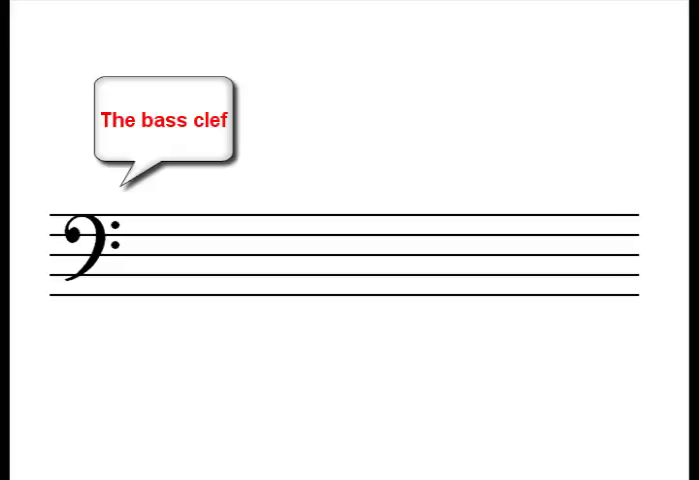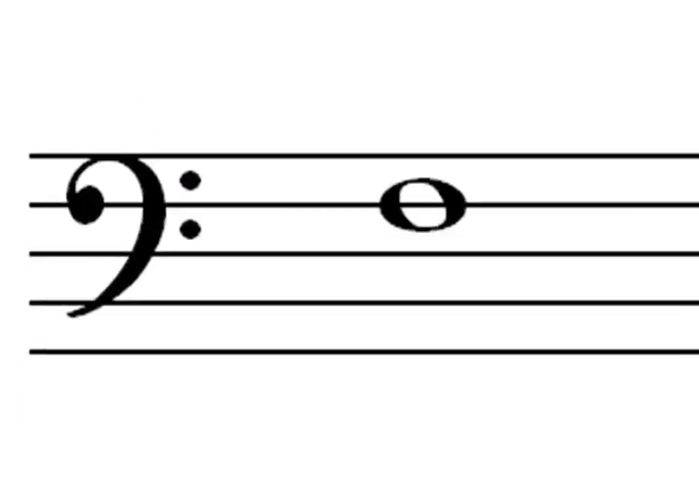The bass clef. The bass clef, also called F clef, looks like this. The bass clef establishes the note F on the fourth line of the staff, that is here. So the note on the fourth line, between these dots here, is called F.